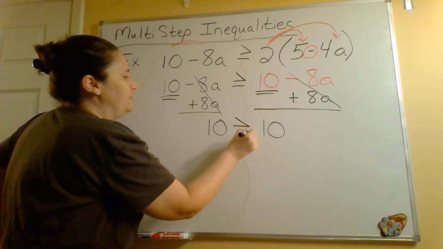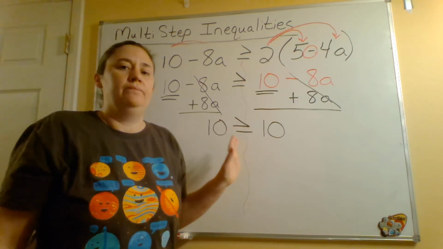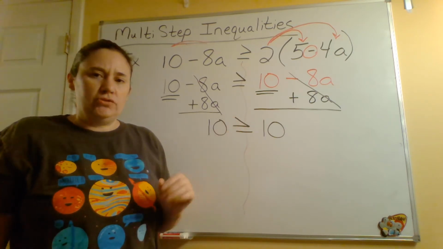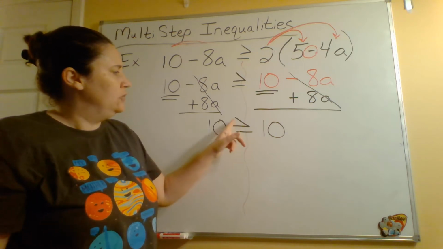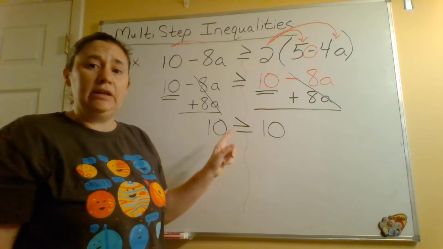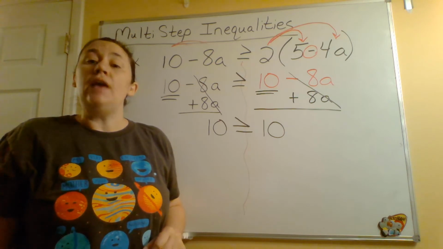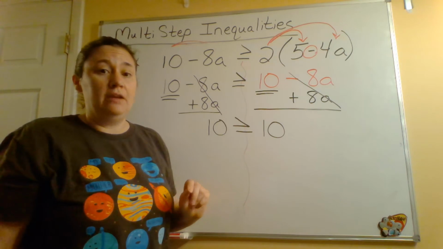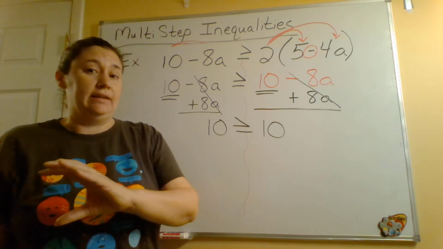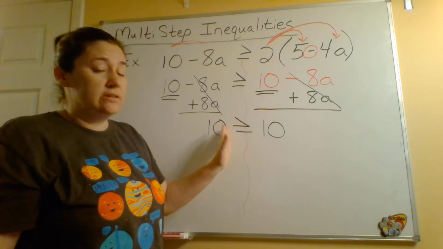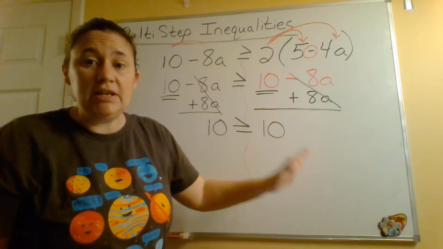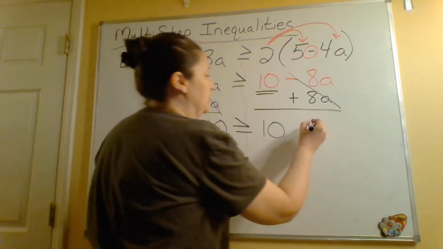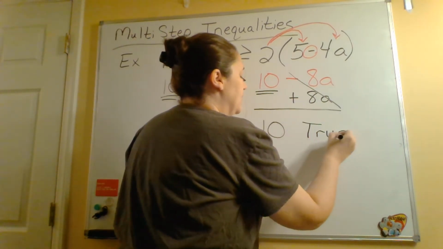So what I have left in this inequality is this statement. 10 is greater than or equal to 10. Is that a true statement? Is 10 greater than 10 or equal to 10? Yes, that is a true statement because 10 is equal to 10. And because it says the word or, not and, 10 is greater than or equal to 10 because 10 is equal to 10. This right here is a true statement, and there are no variables there.